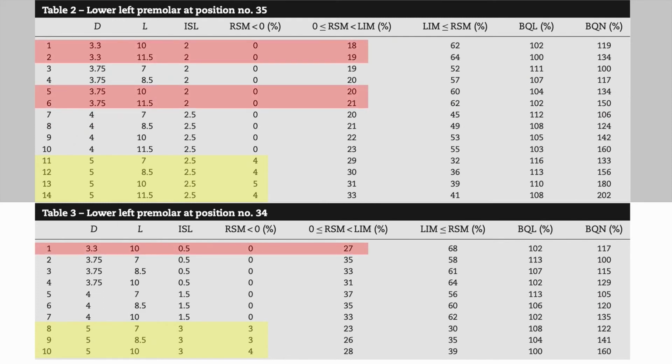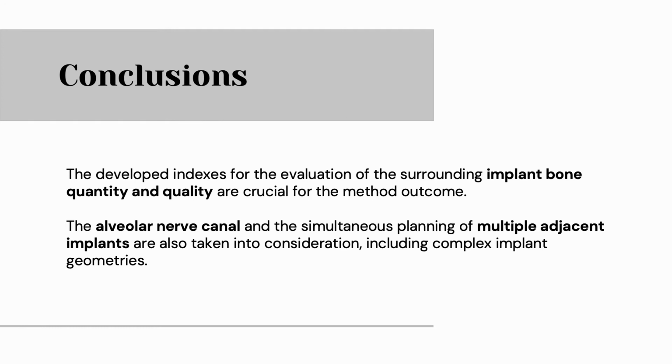Regarding the left lower premolar 35, the implants with diameters of 3.3 and 3.75 mm presented the lowest risk. For the left lower premolar at 34, implant number 1 was proposed for presenting the lowest risk of 27%. The conclusion for this study is that the developed index for the evaluation of surrounding implant bone quantity and quality is crucial for the method outcome.